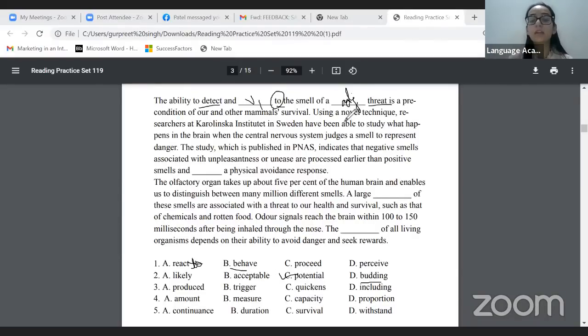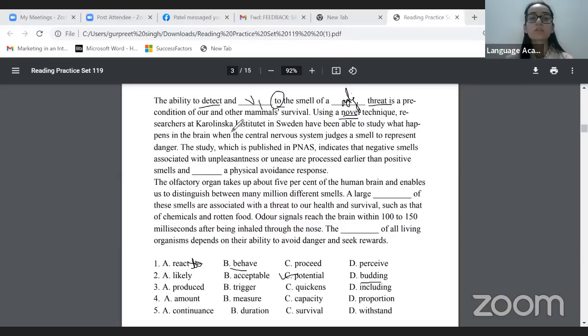Using a novel technique, we did the meaning of novel yesterday. How many of you remember it? What is the meaning of novel we did yesterday? Very good. It's a very common word to be used in blanks nowadays, both in the context as well as in the options. So remember it.